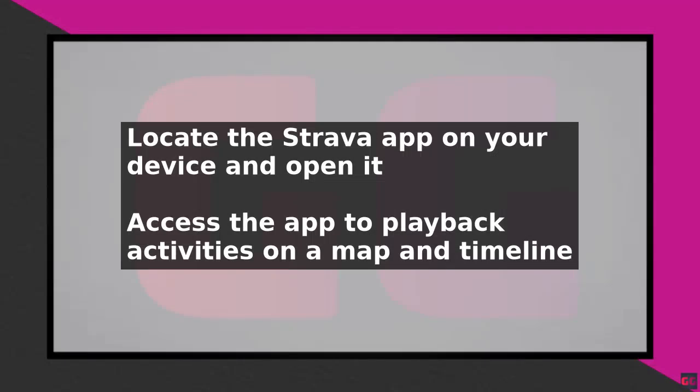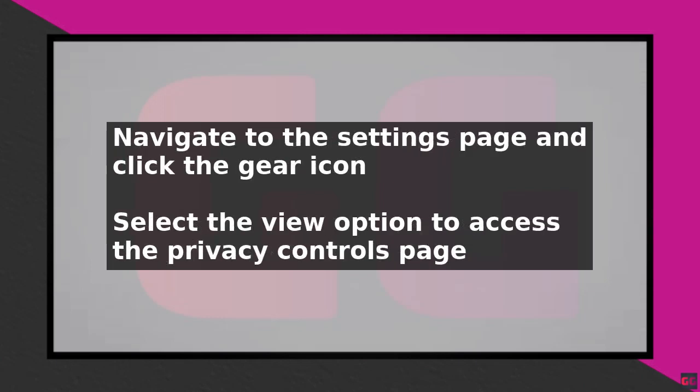To view Flybys in the Strava app, start by locating the app on your device. Then open it. The Strava app allows you to playback your activity, as well as those near you, on a map and timeline. To access this feature, you'll need to adjust your privacy controls.